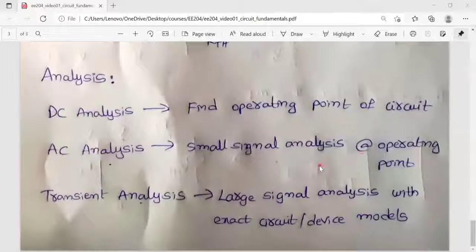At an operating point, we will fix the DC voltages of a circuit, and then we will ground all DC sources like voltage sources and current sources. Then we will give an AC input and find the output, which is AC. And transient analysis is large signal analysis with exact circuit or device models. In the coming lectures, we're going to discuss DC analysis and AC analysis of the given elements.